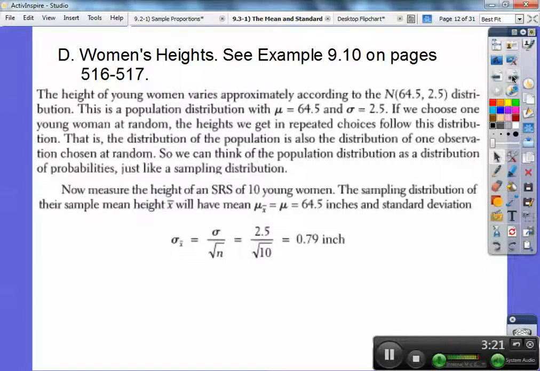All right, so now measure the heights of an SRS of 10 young women. Now the only thing that changes is this sample 2.5. The standard deviation changes, you guys. It's 2.5 divided by the square root of the number of our sample size.